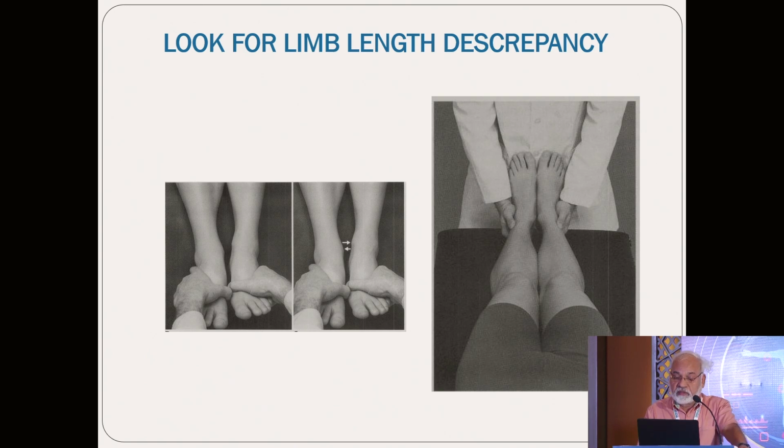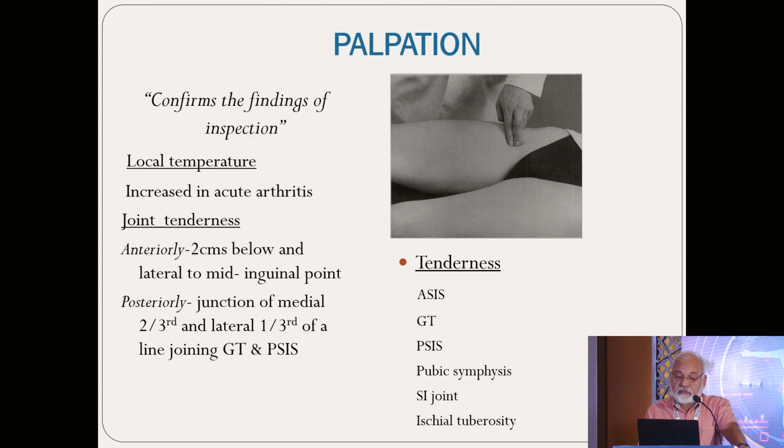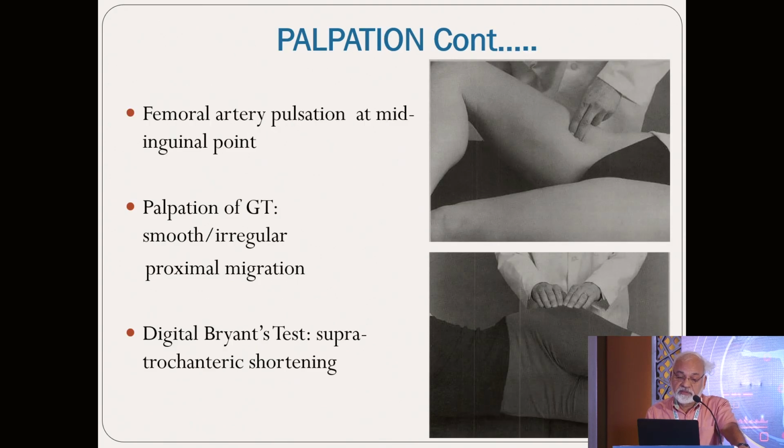Then we have to look for limb length discrepancy. In palpation, we need to confirm the findings of the inspection, like local temperature, which is increased in acute arthritis, and joint tenderness. Anteriorly, it is 2 centimeters below and lateral to the mid-inguinal point that we have to look for. Posteriorly, it is the junction of the middle 2/3 and lateral 1/3 of a line joining the greater trochanter and the posterior superior iliac spine. That has to be seen, to know where the tenderness is and what the region of the pain is. Then look for tenderness in other areas also: ASIS, GT, PSIS, pubic symphysis, SI joint, and ischial tuberosity.